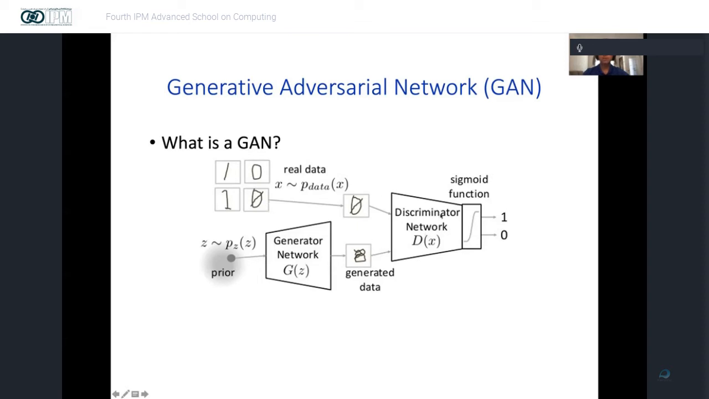So when this network is converged, the generator becomes so good that the discriminator cannot distinguish between fake images and real images. I should mention that this training is very, very difficult, and it's not an easy task because this is a min-max optimization.